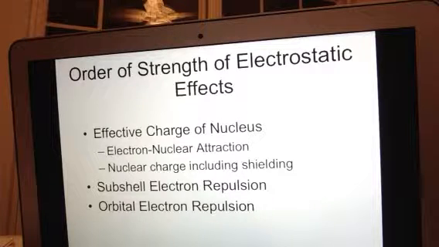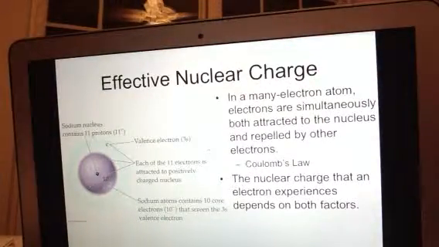Some of the effects in terms of these trends are something called the effective charge of the nucleus, which we have called nuclear charge in the past. So effective charge of nucleus or nuclear charge. We also have subshell electron repulsion, and we have orbital electron repulsion. So we can think about these as like shielding and energy level also coming into play. So let's talk about first effective nuclear charge.